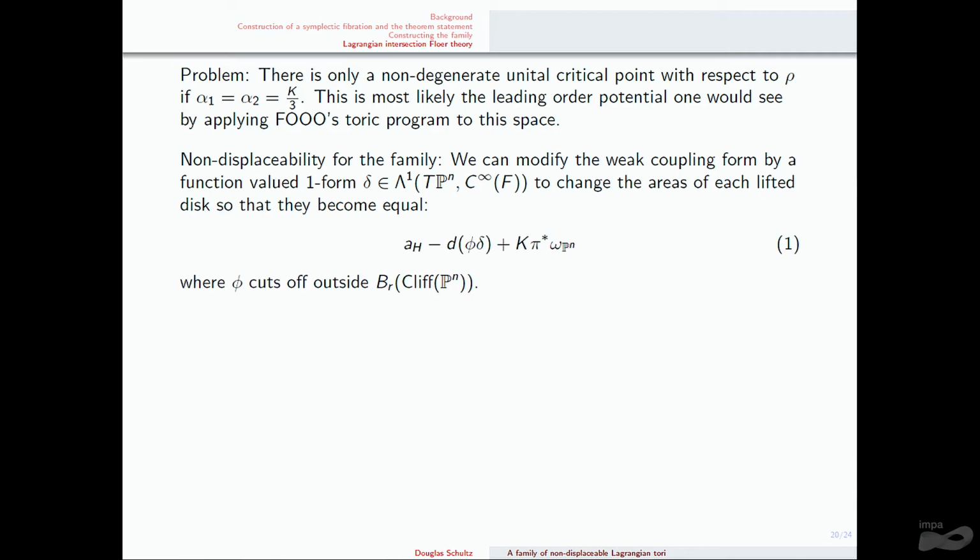Okay, and so you have a function-valued one-form that takes tangent vectors on the base and spits out some function on the fiber that prescribes the infinitesimal parallel transport in the v direction. And you can modify the weak coupling form by this. So you have A_H plus K pullback, which is what we had before, and then you take this exact term, and phi is just some cutoff function that cuts off outside of a small neighborhood of the Clifford torus.